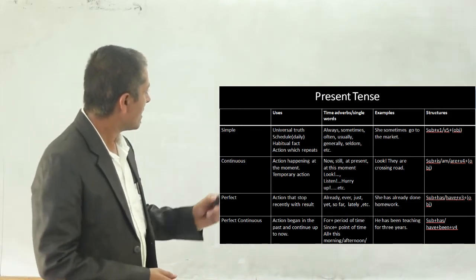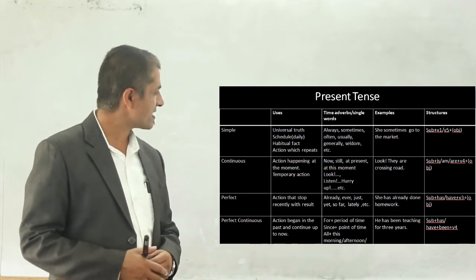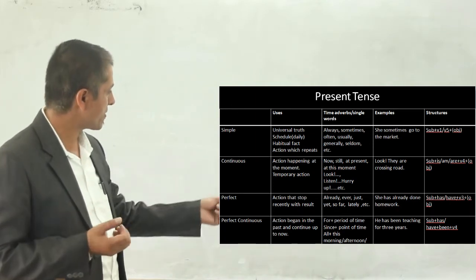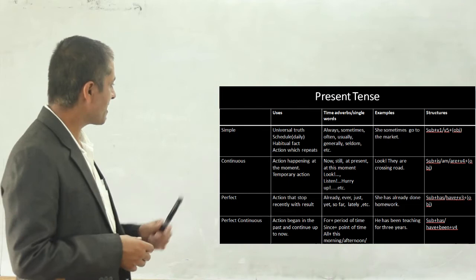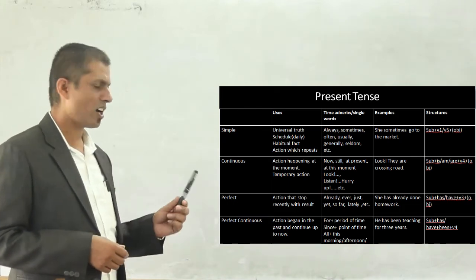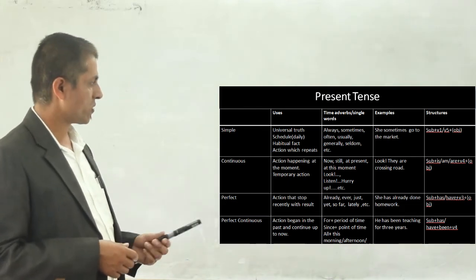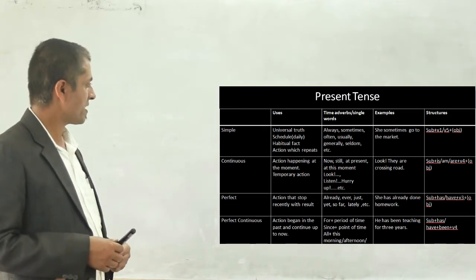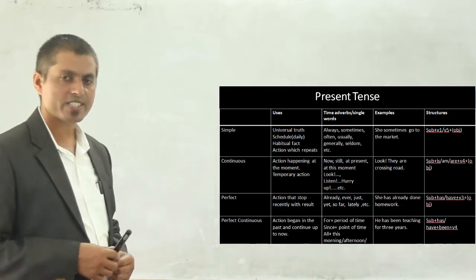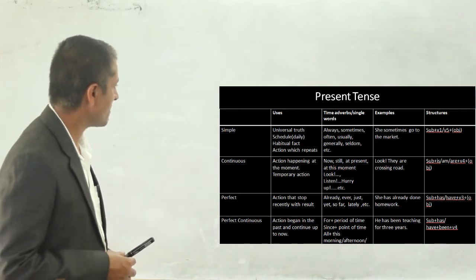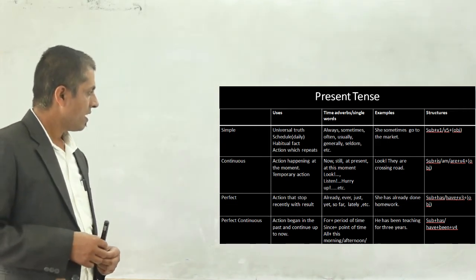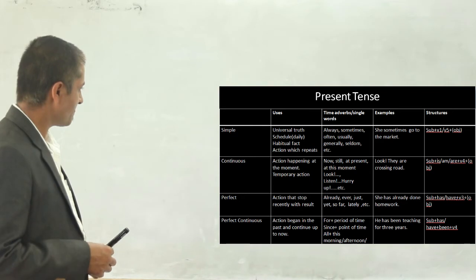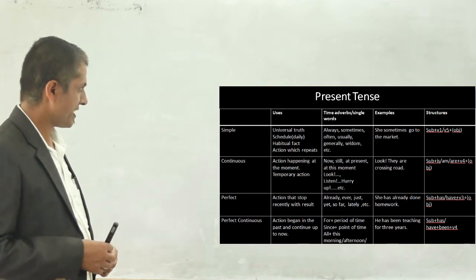Okay, now let's have a look at the example sentence. Already we have given many examples. Even you can see the examples. She has already done homework. Right, now the structure also you can see from that screen. Okay, subject plus either has or have plus verb 3, plus object.